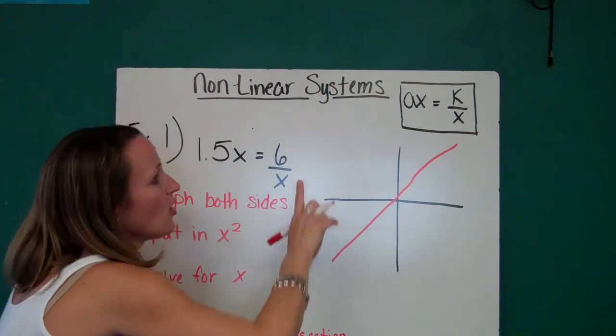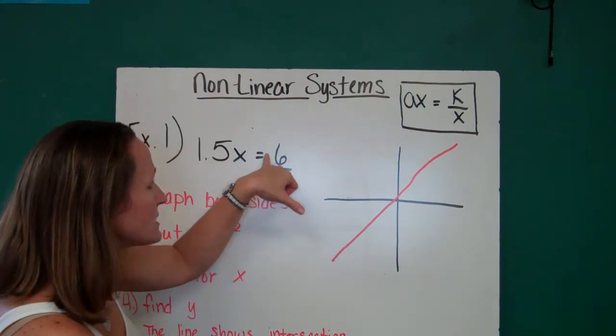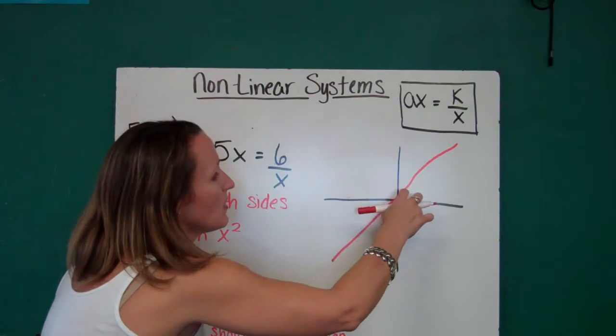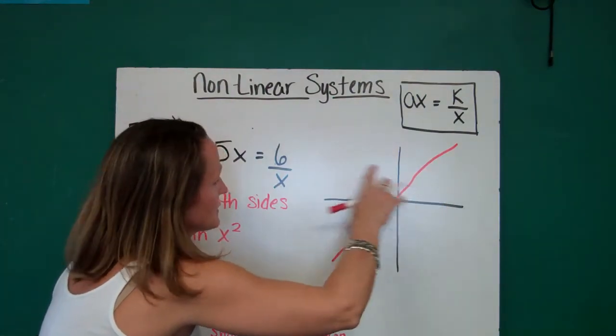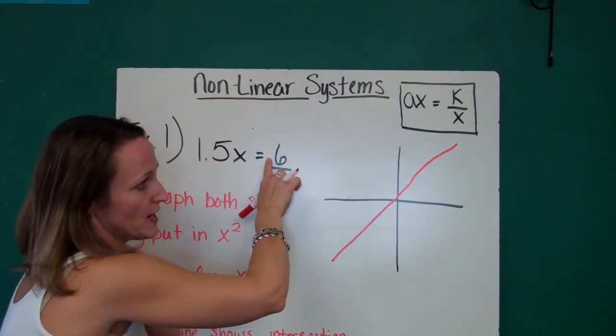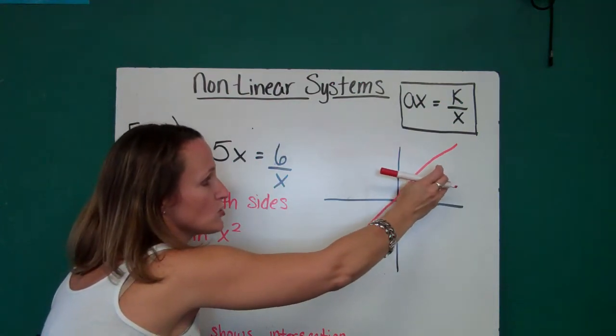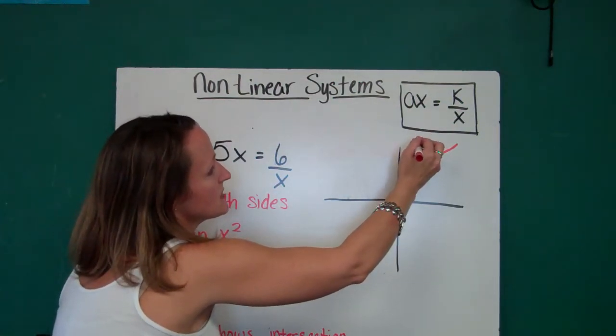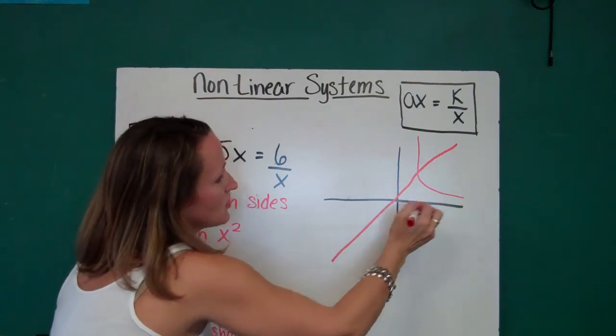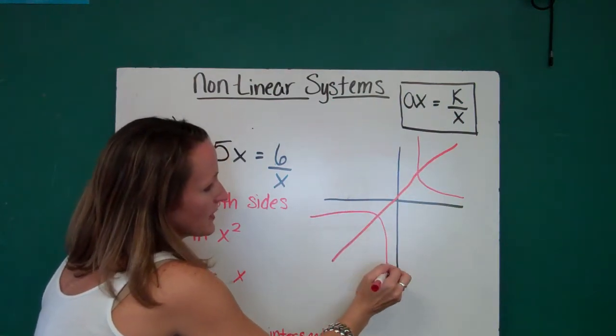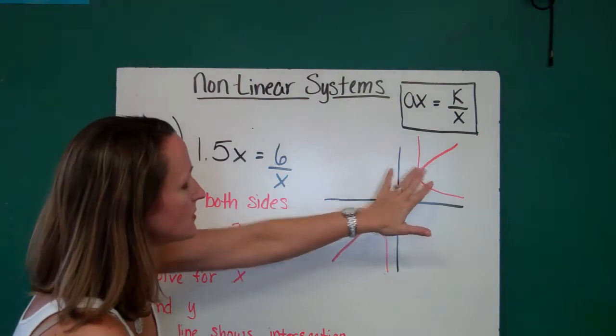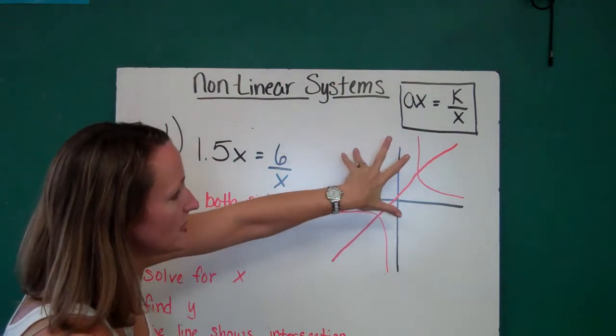Now, inverse variation always looks the same. What this top number tells us is how close or far away it is from these axes. This is a positive inverse variation, so that means you're going to be in quadrants 1 and 3. So essentially, it's going to look like this and like this. If it's positive, it's going to look like this and this. If it were negative, it would be here and here.